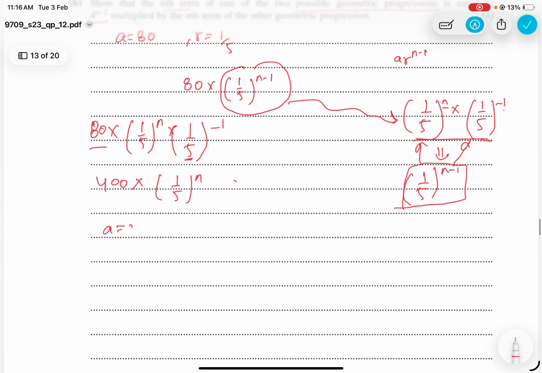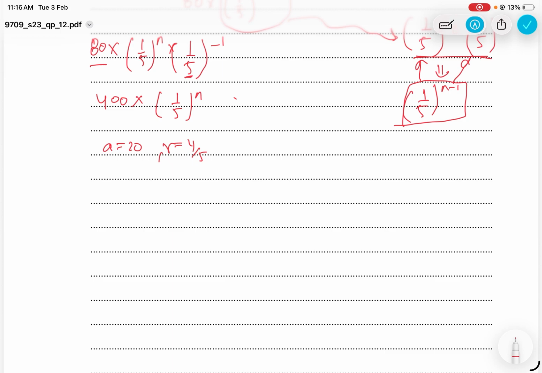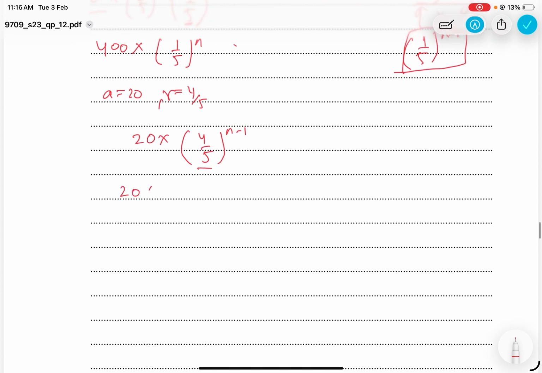Now for the second term, when a equals 20 and r equals 4/5. Same, we will have the nth term as 20 times 4/5 to the power n minus 1. Same scenario we will do here. 20 times 4/5 to the power n times 4/5 to the power minus 1. Got this one, learners? Yes or no? Reciprocal this. So we will have 20 times 4 by 5 to the power n. Now listen very carefully. Times 5 by 4.